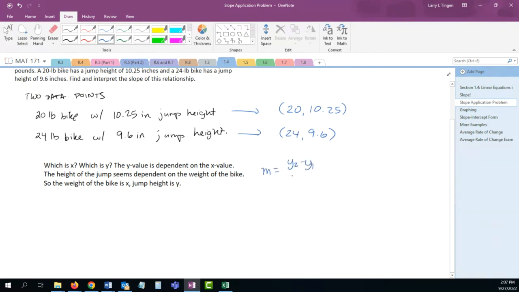Slope is the change in y over the change in x, which is 10.25 minus 9.6 over 24 minus 20. 24 minus 20 is obviously 4. And the 10.25 minus 9.6 in the numerator comes out to negative 0.65 divided by 4, which is negative 0.1625.